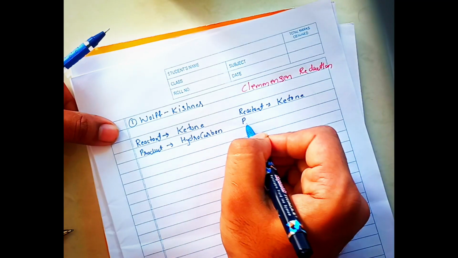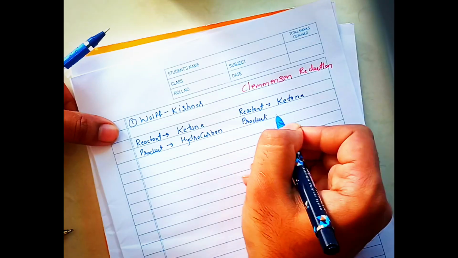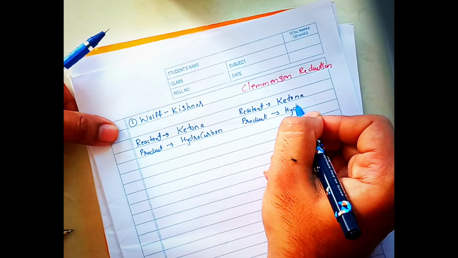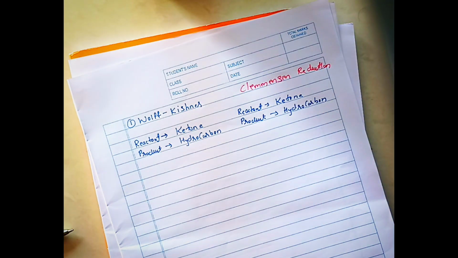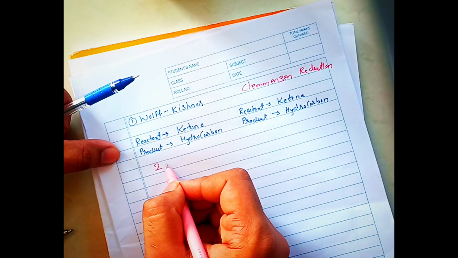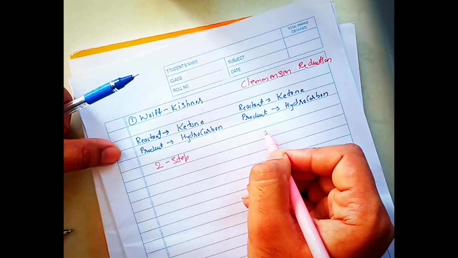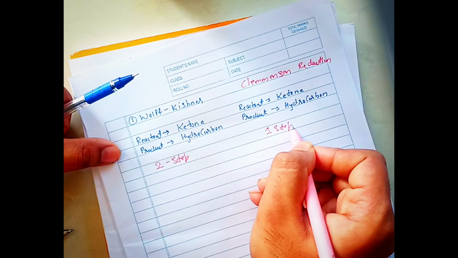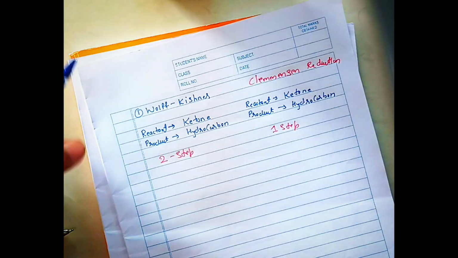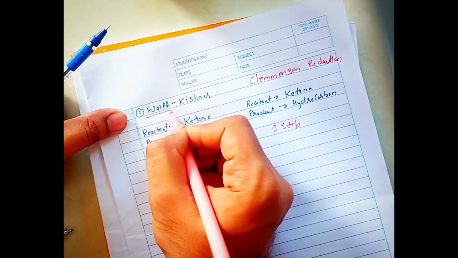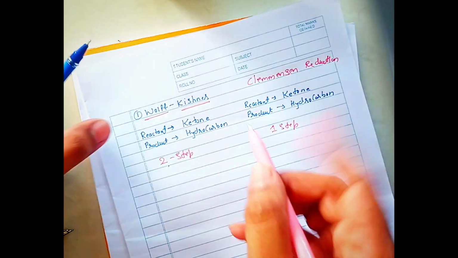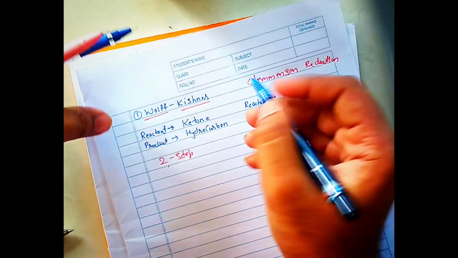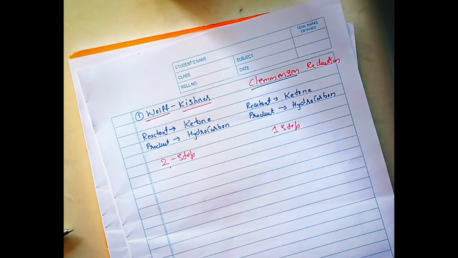Hydrocarbon. Here also the product will be hydrocarbon, right? But here it will be a two-step reaction. It is a one-step reaction, right? Since here two scientists, Wolff-Kishner, are there, so you can take two steps. Here there will be only one scientist called Clemmensen. We can take one step.